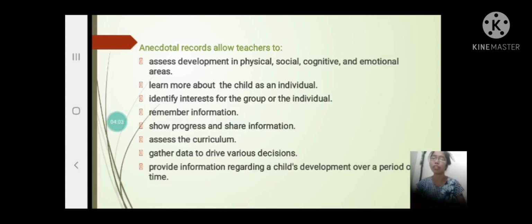Ayun, pwede natin mas makilala yung bata kung may problema rin siya sa family niya or meron na nakaka-apekto dun sa learning capacity or learning skill ng bata. Identify the interest for the group or the individual, remember information, show progress, and share information, assess the curriculum, gather data to drive various decisions, provide information regarding child development over a period of time.